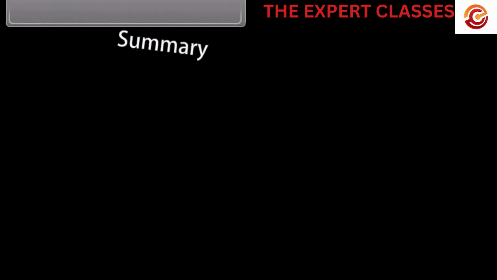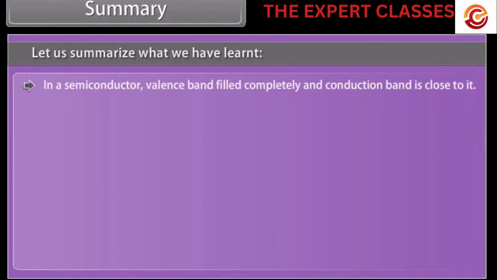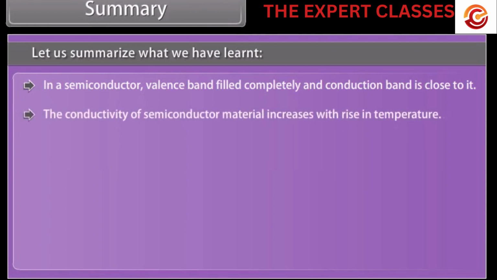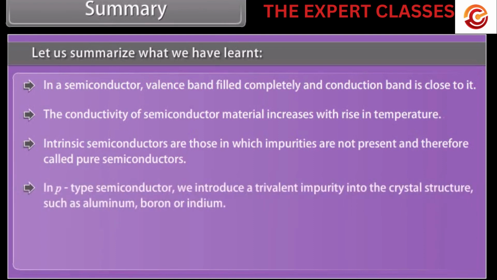Summary. Let us summarize what we have learned. In a semiconductor, the valence band is filled completely and the conduction band is close to it. The conductivity of semiconductor material increases with rise in temperature. Intrinsic semiconductors are those in which impurities are not present and are therefore called pure semiconductors. In a p-type semiconductor, we introduce a trivalent impurity to the crystal structure, such as aluminium, boron or indium.